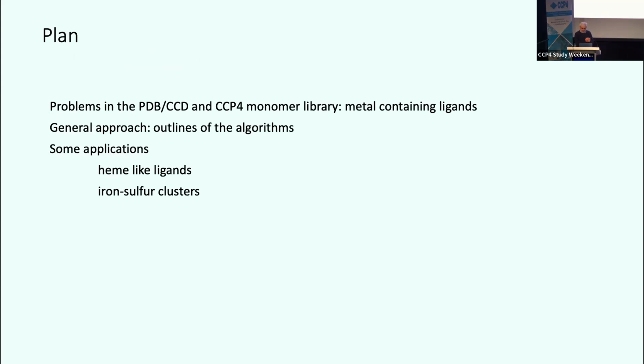Problems in the PDB and CCD and in the CCP4 monomer library. I read a lot of the emails on the CCP4 bulletin board saying that the monomer library has a problem, and then I get depressed, obviously, because I feel responsible for that. Then when we looked at the CCD for metal-containing ligands, the problem is even bigger. I'll give you some examples. Then in the second part, I will give you a general approach: what algorithms we are using, what the data sources are, and how we are going to deal with these problems, with some current applications.